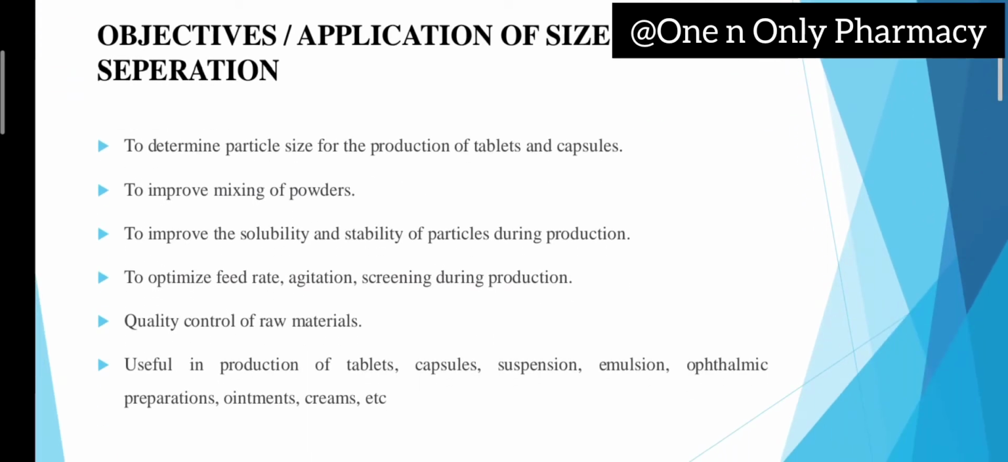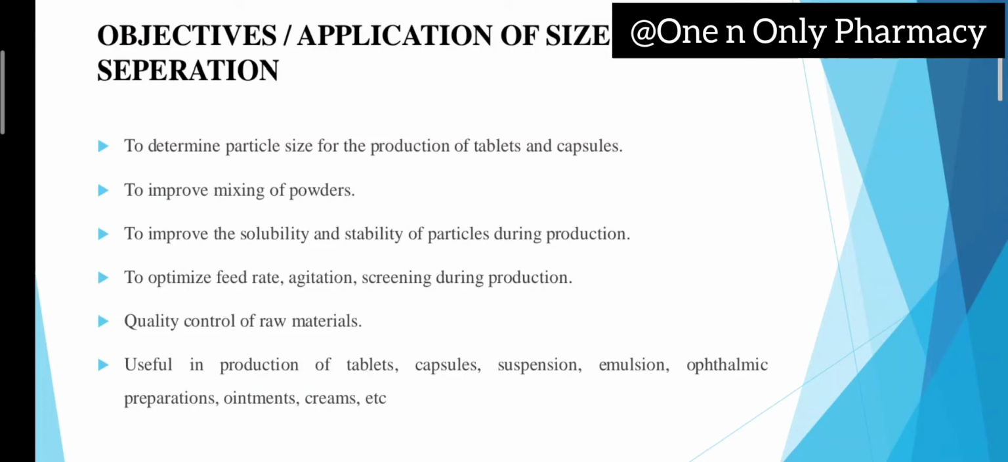Objectives and applications of size separation. Why do we do size separation and what are its applications or objectives? There are six objectives or applications of size separation. First objective, to determine particle size for the production of tablets and capsules, because sometimes tablets require one size and capsules require another size. For that purpose we separate out the particle size.